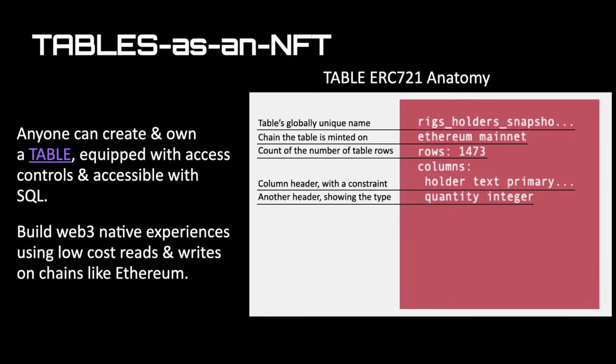This example is the name of a table. It's a rigs holder snapshot. This one was minted on Ethereum mainnet. It has this number of rows, this number of these specific columns with their schema. And in the tutorial, we'll walk through what that looks like and how this is actually materialized as a whole.